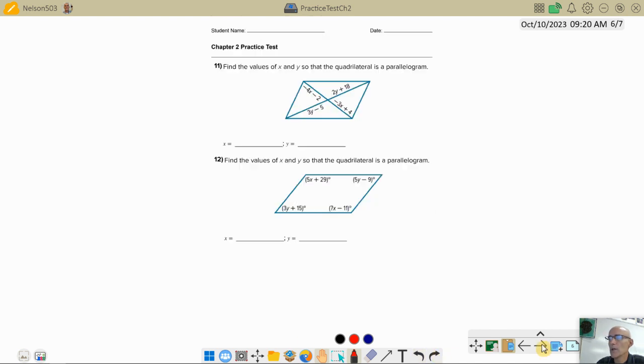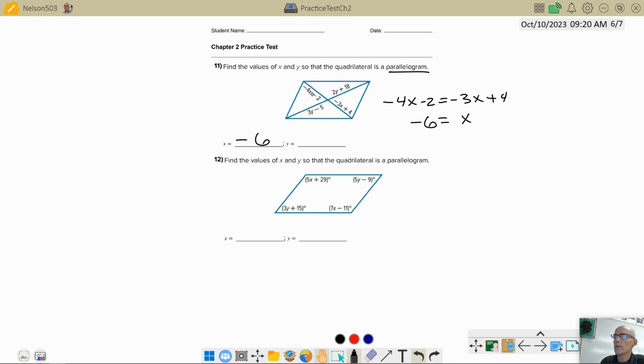Next one, number 11. So here are the diagonals of a parallelogram, right? So that means that they bisect each other. So I can set negative 4x minus 2 equal to negative 3x plus 4 and solve for x, right? So if I add 4x to both sides, I'd get 1x on this side. If I subtract 4 from both sides, I get negative 6 on this side. So my x is negative 6.